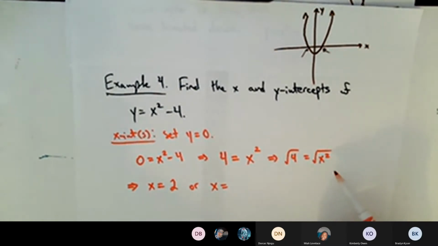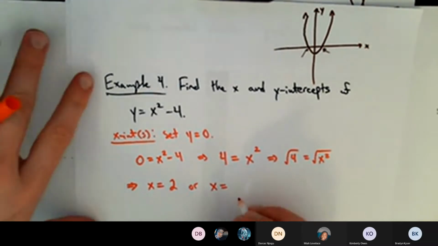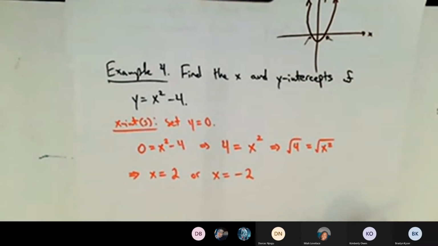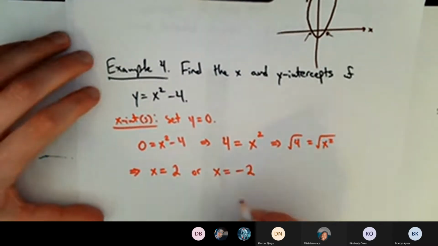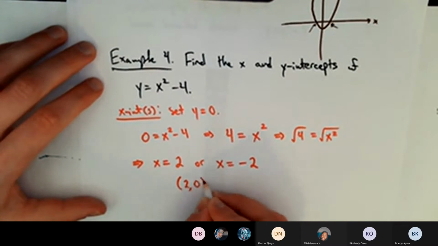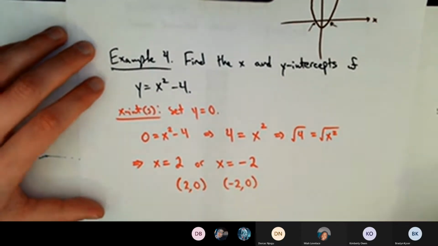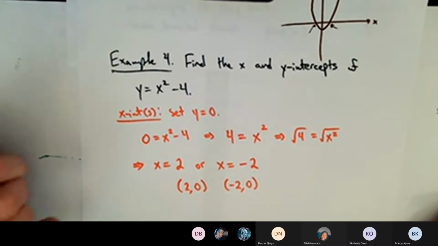So does anyone know what is the other number that you can square that will yield a 4? Did I say negative 4? I meant positive 4. I didn't mean to say negative 4 if I did. So does anyone know what is the other number that you can square that will give 4 besides just 2? Okay, it should be negative 2. Right, because negative 2 squared is 4. So the x-intercepts are 2, 0 and negative 2, 0. So there are two x-intercepts, just like we said there would be.